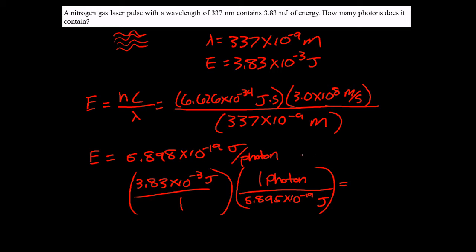And so if we do that math, oops, I wrote the wrong number there. That should be 898, not 895. But everything else is correct. So 898 times 10 to the negative 19. Our little pulse of laser light had 6.49 times 10 to the 15 photons. That is a lot of photons.